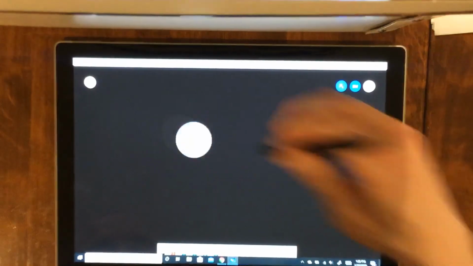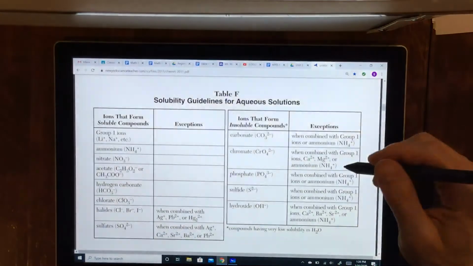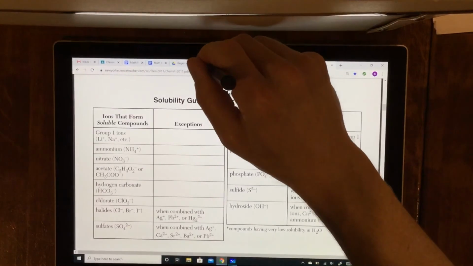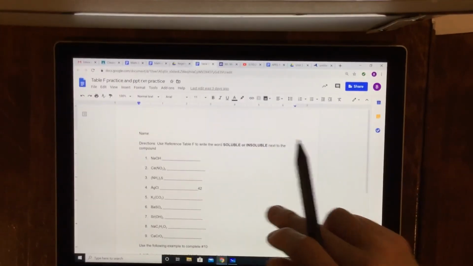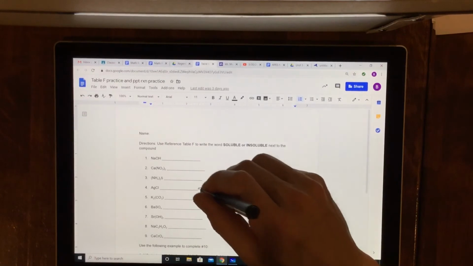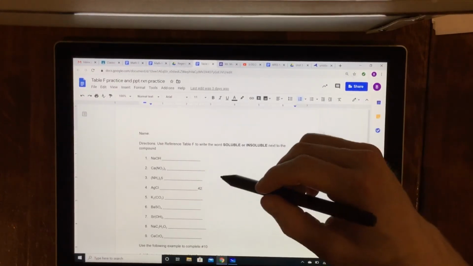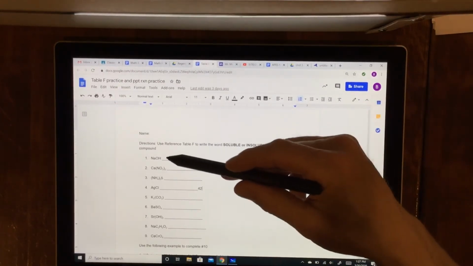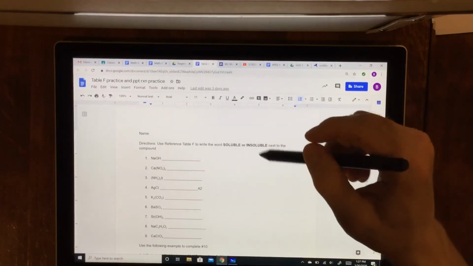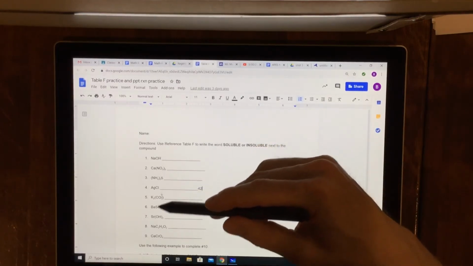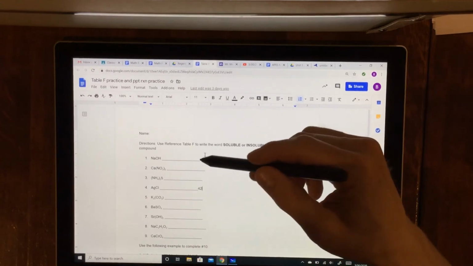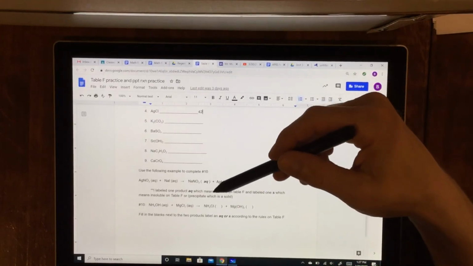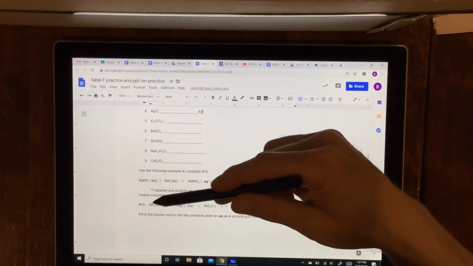Okay. I'm actually going to stop there. I think that's probably enough for you guys to get the gist on how to use this. I want you to use the worksheet I'm going to post here, this one right here. You're going to do exactly what I just did. NaOH, maybe that one we just did, but you're going to use table F, look up all these ions, write soluble or insoluble. And then down here, I give you one example to follow.